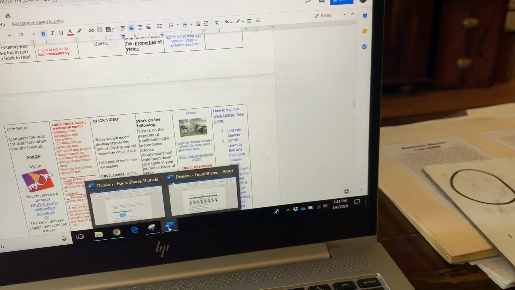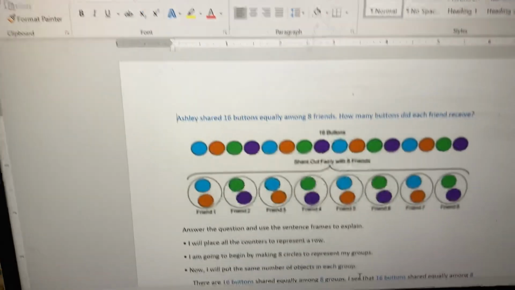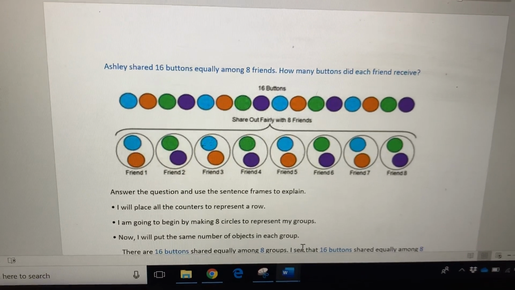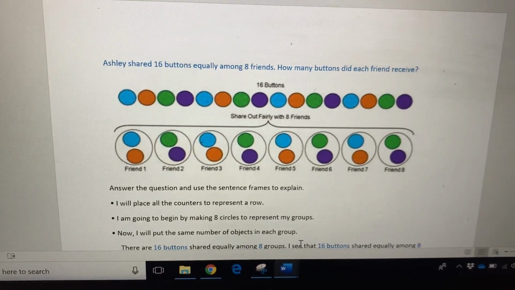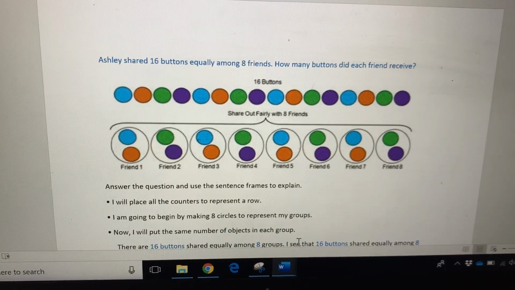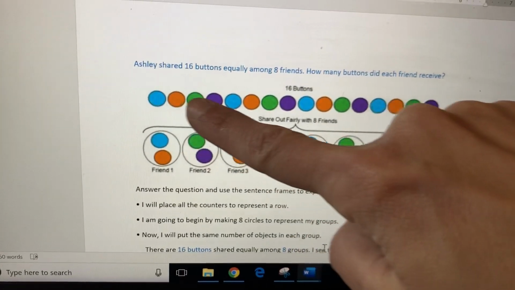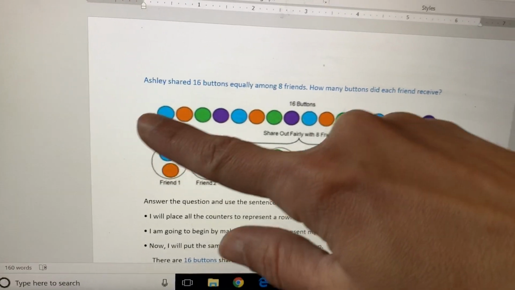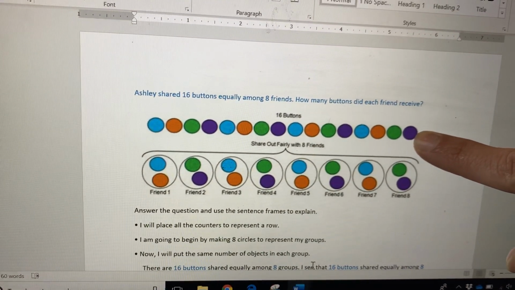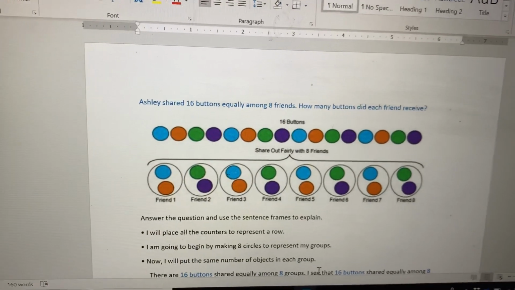All right, now back to our chart. Okay, so this is what you're gonna need. This is the example first, so we're gonna go over the example. It says, Ashley shared 16 buttons equally among 8 friends. How many buttons did each friend receive? All right, so here is a row. Remember, a row is when the objects are side by side. These are the 16 buttons that she has, okay?